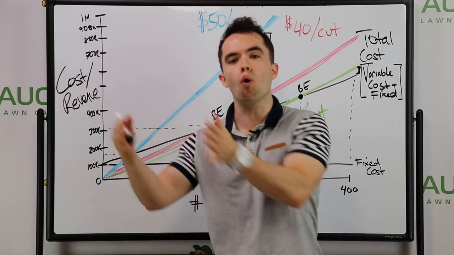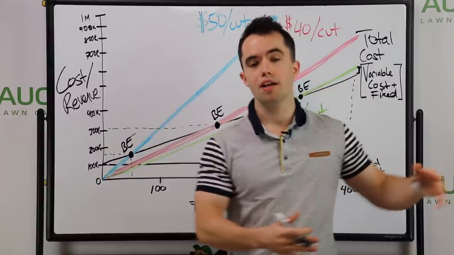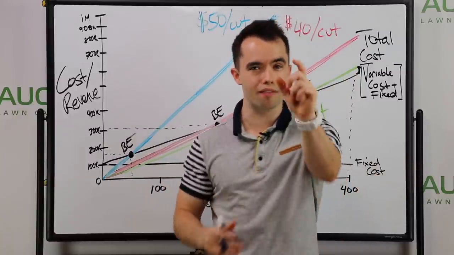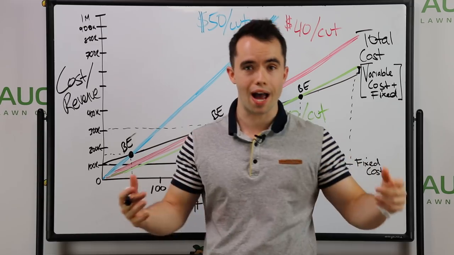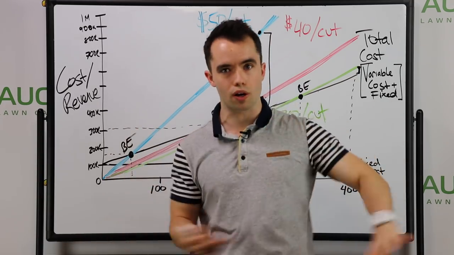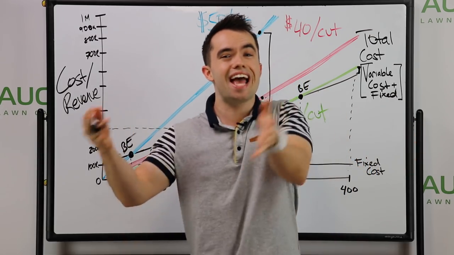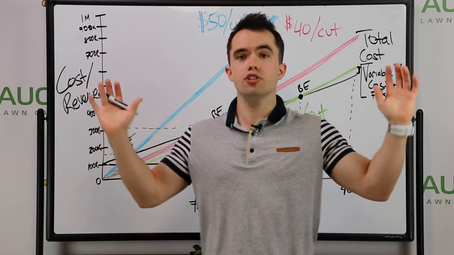I'd much rather be the Whole Foods of the lawn care industry than the Walmart. At Walmart, they get 1 to 2% profit on everything that is purchased. Why? Because they focus on volume. They've got to move tons of product out the door. They're going to get like 1 to 2% profit. Whereas Whole Foods might get 5 to 10% profit margin. They're not going to do as much volume.